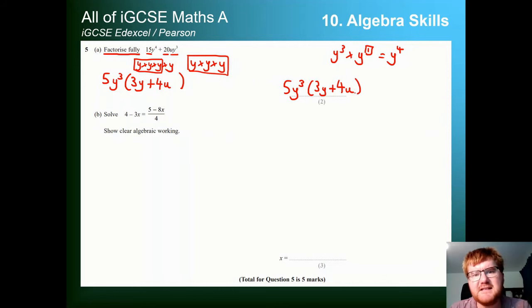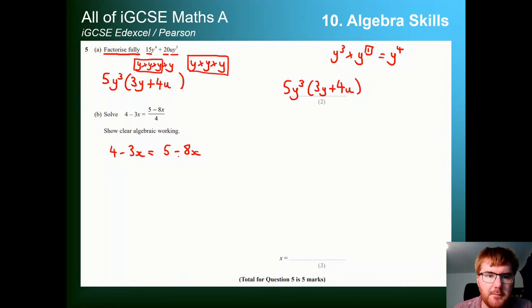Often students make mistakes on this question because they're always expecting to factorise into double brackets, but sometimes you do have these single bracket questions as well. Here we have a fairly straightforward equation to solve. So again, it's just taking our time, making sure we do inverse operations.